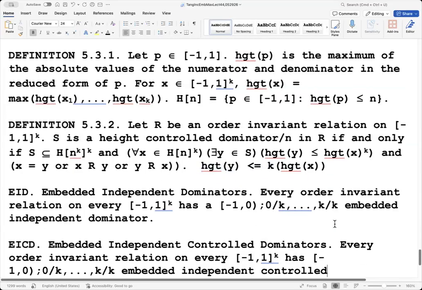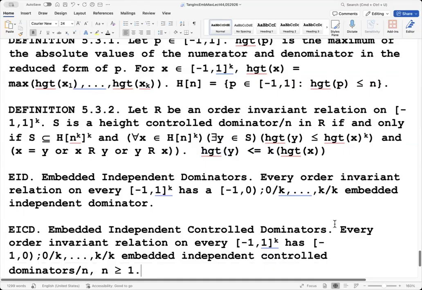And so now let's review EID. Every order invariant relation on Q minus one to the k has a blah embedded independent dominator. And this is Con SRP, as we discussed earlier. And this is the finite form: every order invariant relation on Q minus one to the k has a blah, the same blah embedded independent height-controlled dominators sub n, for n greater or equal to 1. In other words, it's got this for each n.